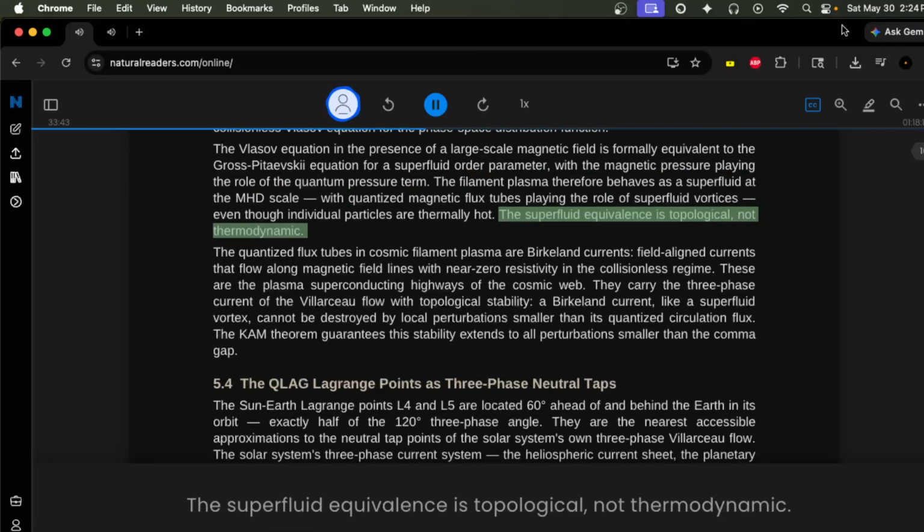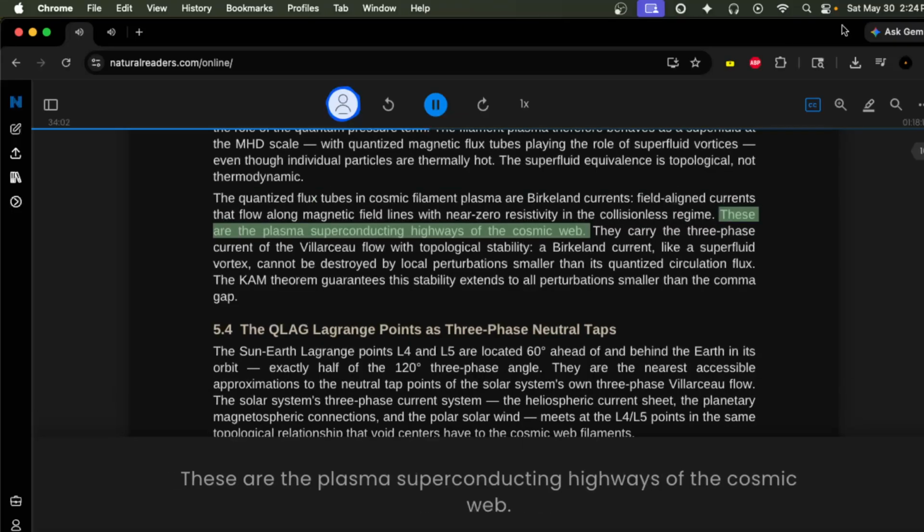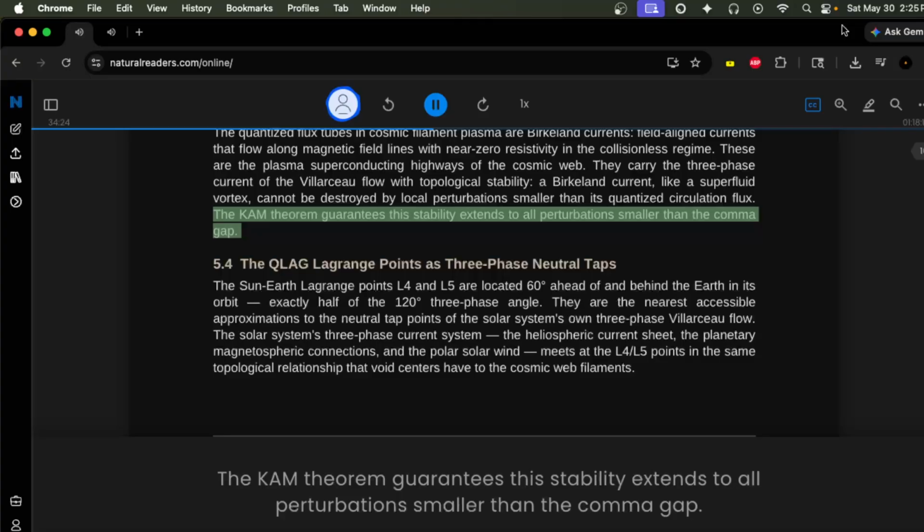The superfluid equivalence is topological, not thermodynamic. The quantized flux tubes in cosmic filament plasma are Birkeland currents, field-aligned currents that flow along magnetic field lines with near-zero resistivity in the collisionless regime. These are the plasma superconducting highways of the cosmic web. They carry the three-phase current of the Villarceau flow with topological stability. A Birkeland current, like a superfluid vortex, cannot be destroyed by local perturbations smaller than its quantized circulation flux. The KAM theorem guarantees this stability extends to all perturbations smaller than the comma gap.